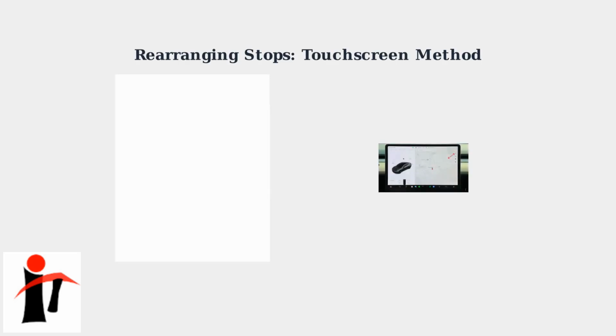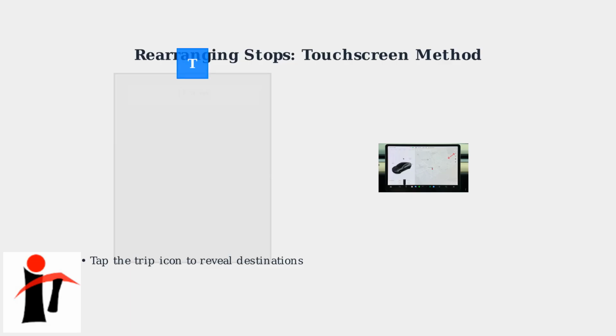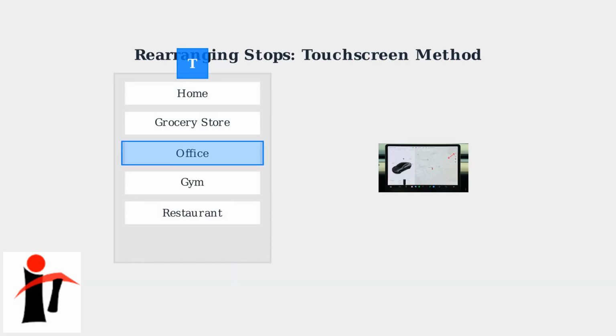Reordering stops on the Tesla's touchscreen is intuitive. Simply tap the trip icon to reveal the list of destinations. Then, long press on the destination you wish to move. A visual cue will indicate that you can now drag the stop up or down the list. Release the stop at its new position.